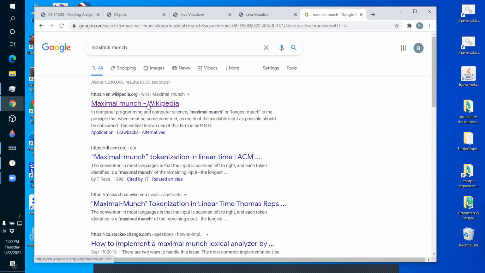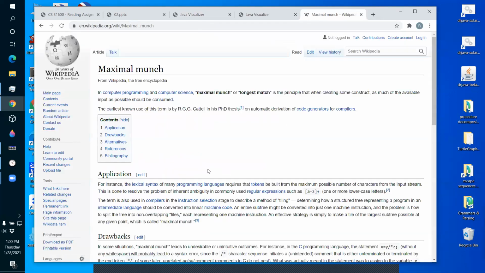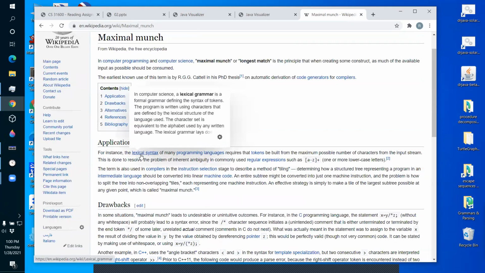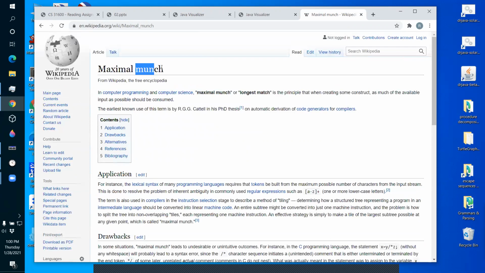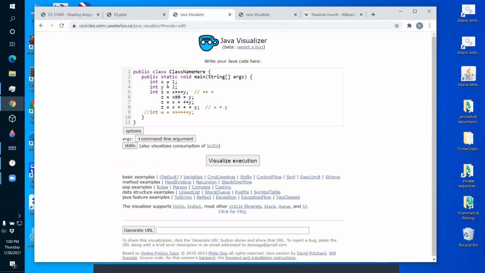Maximal munch tokenization. Programmers love to give names to things, so we actually have this idea of the maximal munch tokenization rule. You munch off as large a token as possible. The largest token you can get out of plus plus plus is the 2 pluses. So that becomes the post increment operator.